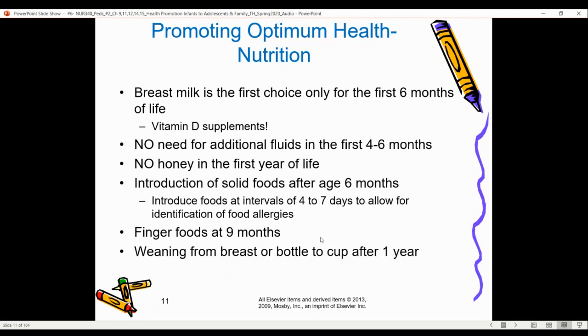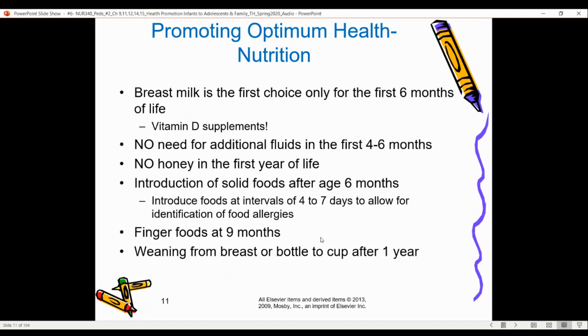Finger foods around 9 months of age, like I mentioned, that fine pincer grasp is developing at that point, so it's great to give them something to pick up and help develop that fine motor skill, as well as the independence of being able to feed themselves. And we'll talk about that more with the toddlers next. And then we want to start weaning them from a bottle or the breast to a cup at about 1 year of age. Kids can actually learn how to drink out of a cup at a much younger age than that. Kids overseas in developing countries that don't have bottles learn to drink out of cups as early as 6 months of age.